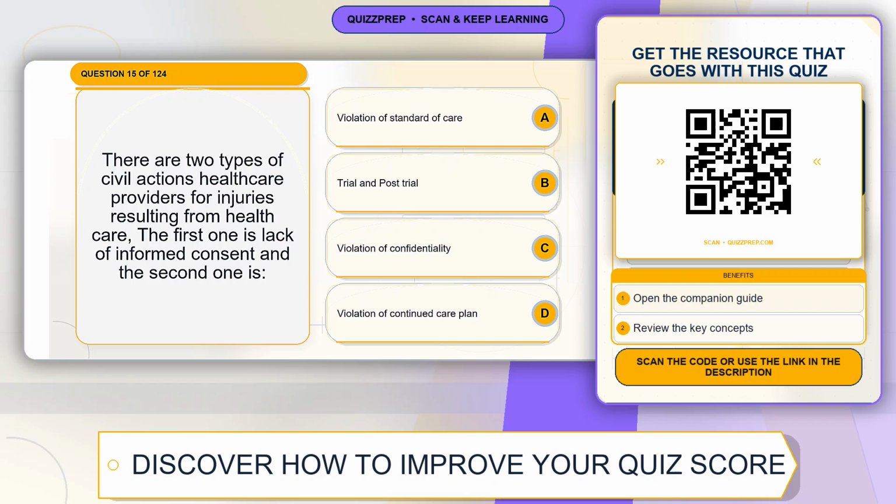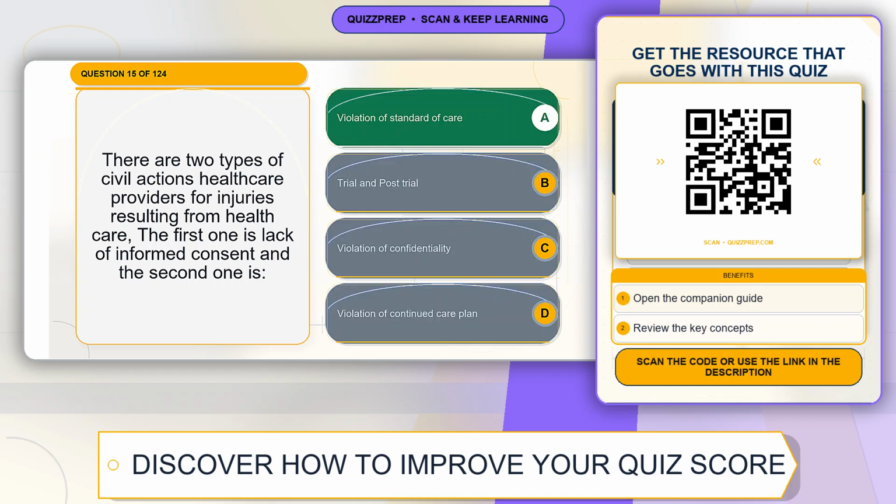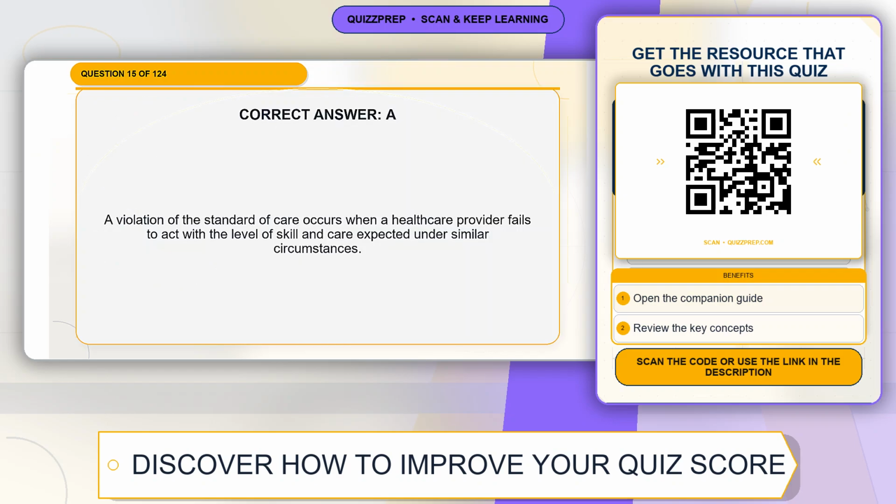Question 15. There are two types of civil actions against healthcare providers for injuries resulting from healthcare. The first one is lack of informed consent and the second one is Option A, violation of standard of care. Option B, trial and post-trial. Option C, violation of confidentiality. Option D, violation of continued care plan. The correct answer is Option A, violation of standard of care. Explanation. A violation of the standard of care occurs when a healthcare provider fails to act with the level of skill and care expected under similar circumstances.